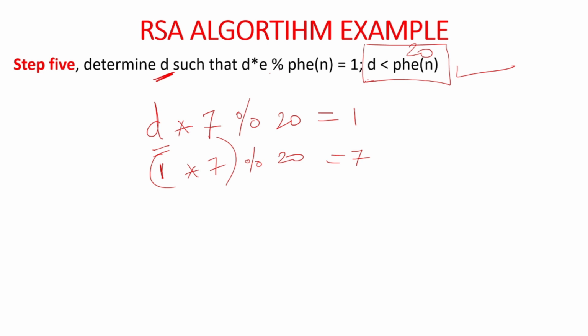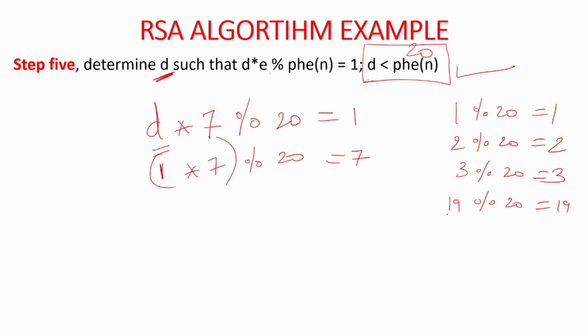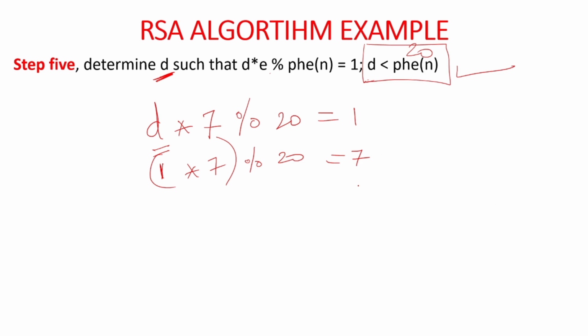Smaller number modulo greater number, answer is always the smaller number. For example, if you do 1 mod 20, answer is always 1. If you do 2 mod 20, answer is always 2. If you do 3 mod 20, answer is always 3. If you do 19 mod 20 also, answer will be 19, because 19 is smaller than 20. If you do smaller number modulo greater number, answer is always the smaller number. Remember that. So, we want answer equal to 1.